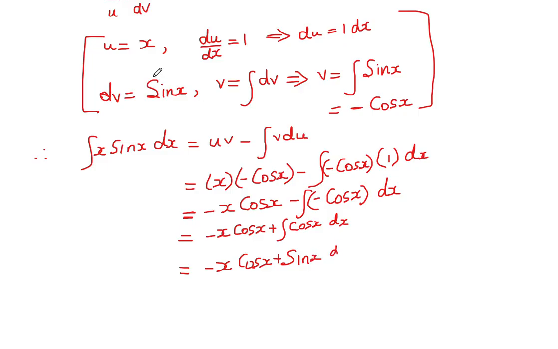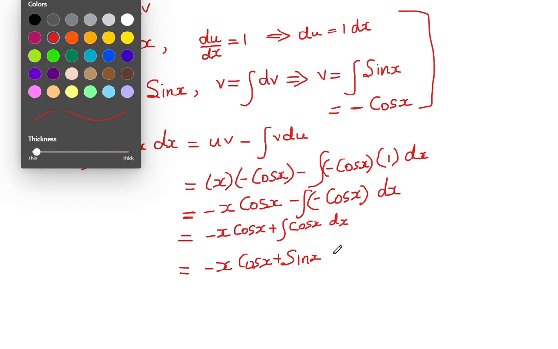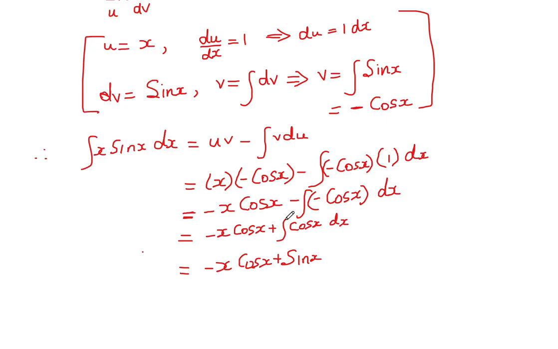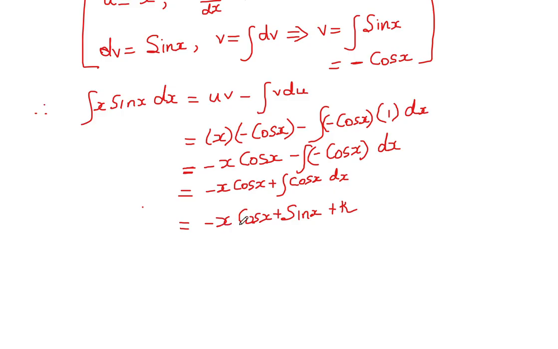And of course, now that I've integrated, there's no need to write dx here after you've integrated. Then, because it's an indefinite integral, which means that there are no upper and lower bounds on the integration sign, we're going to add our constant of integration, which is k. So the integral of x sine x with respect to x works out to be negative x cos x plus sine x, of course, plus the constant of integration, which is k. And that is the answer for this problem.